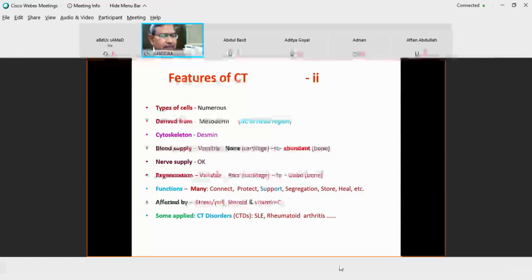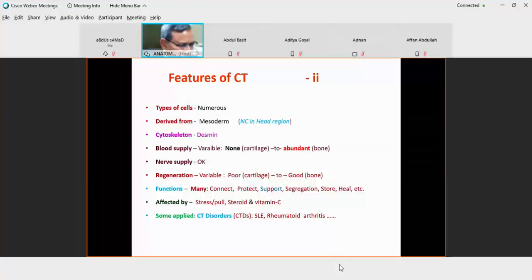The fibers and the cells are usually affected by stress and pull, meaning that depending upon the direction of the pull, the fibers are also oriented accordingly. Steroids, you know the term, when they are given or are in excess, inhibit the formation of the fibers, while vitamin C promotes it. So depending upon what you require, one gives the supplementary substance. There are some applied aspects, multiple, like rheumatoid arthritis and others.